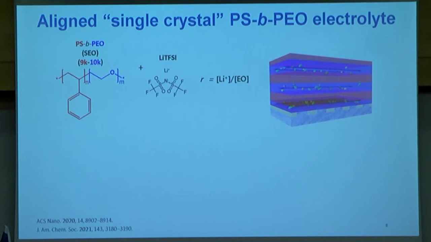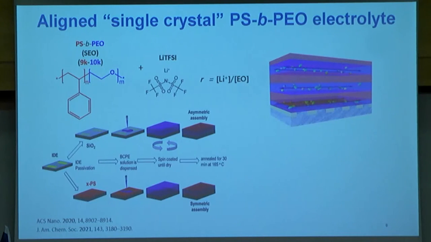So what we did here is using a PS-b-PEO, that's the most famous one, we also call it SEO. This is the block polymer, and we added lithium TFSI, the salt, and we changed the ratios, the same as concentration, but in polymers you do lithium per ethylene oxide unit. It's helpful because then you can better explain the mechanism and show you why.